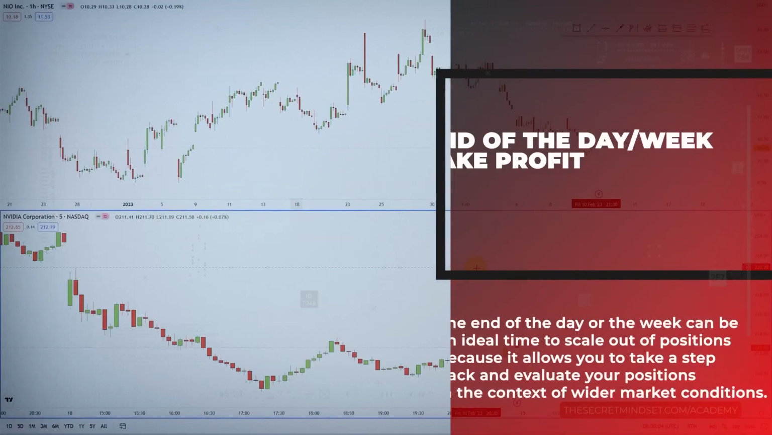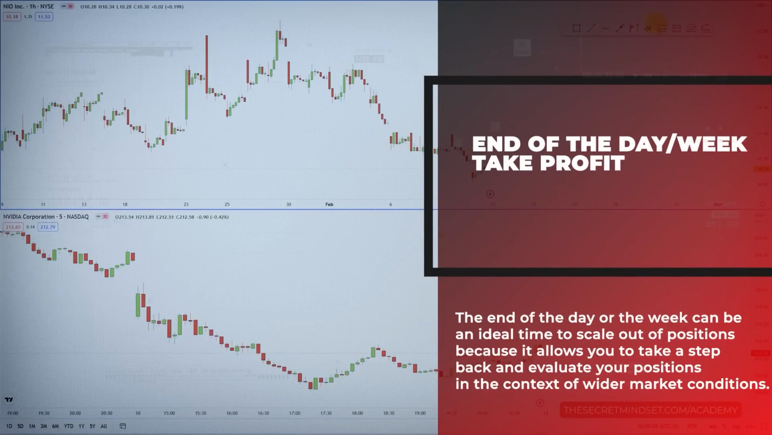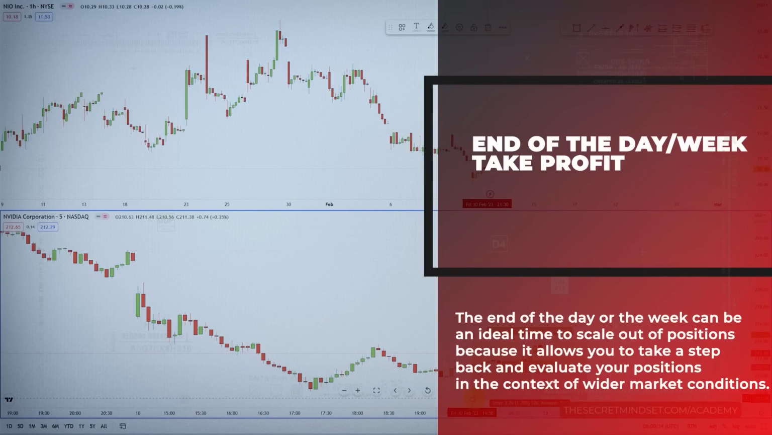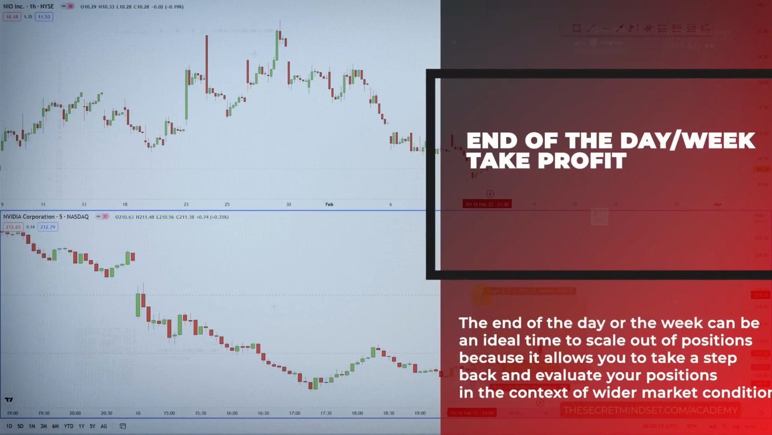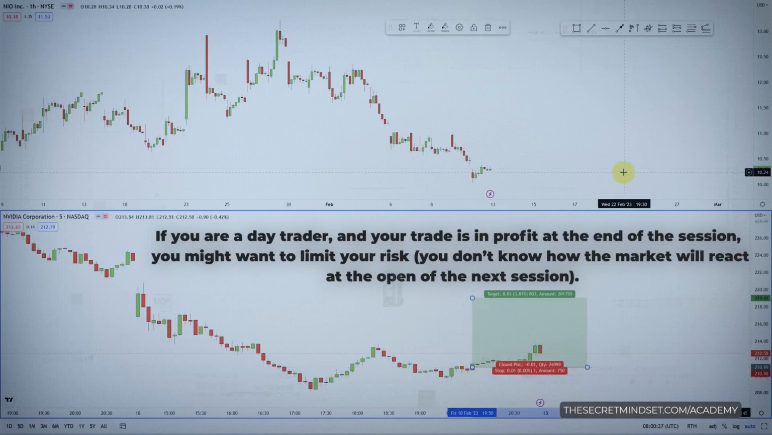The end of the day or the end of the week can be an ideal time to scale out of positions because it allows you to take a step back and evaluate your positions in the context of wider market conditions. If you are a day trader and your trade is in profit at the end of the session, you might want to limit your risk. You don't know how the market will react at the open of the next session.